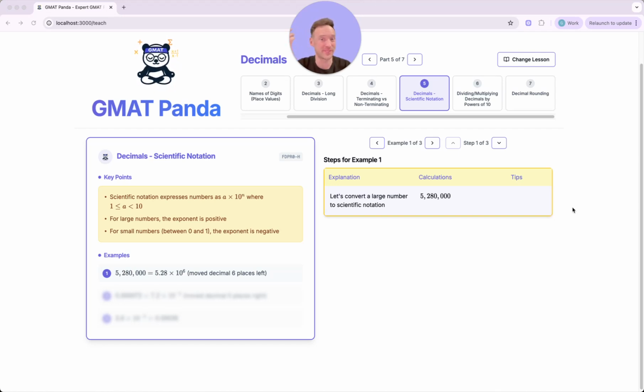I mean, to be honest, most people do not care about the scientific notation, and you don't need to know that it's called that for the GMAT, but you will at some point encounter it, most likely. So even if we don't care about what it's called, it's a useful concept to see at some point. So maybe let's just illustrate this with an example.